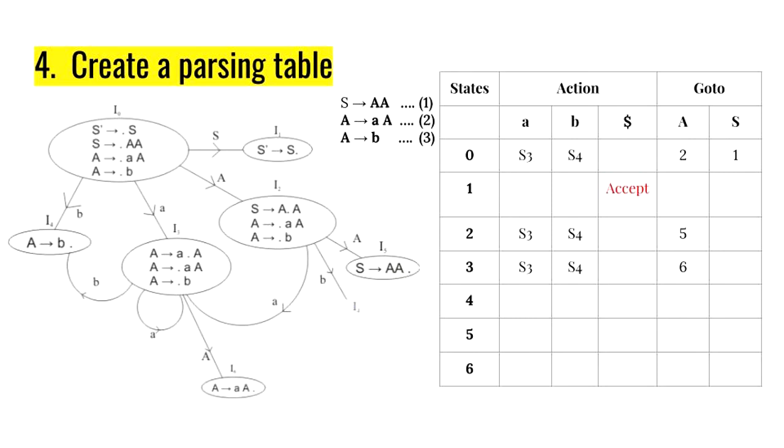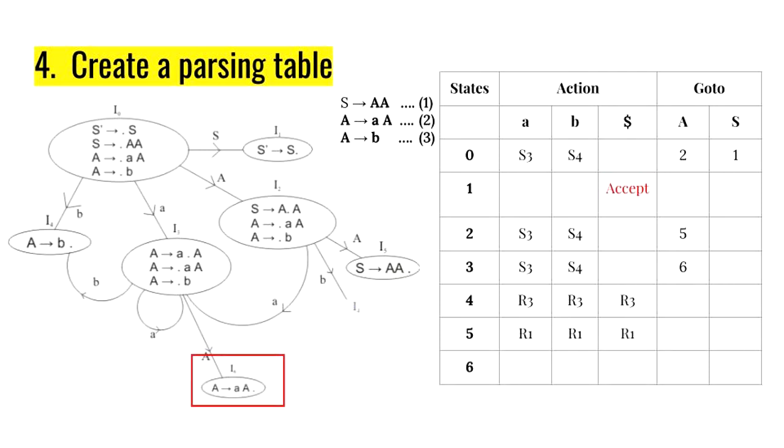That is S derives AA, number 1, A derives AA, number 2, and A derives B, number 3. So if you look at I4, A derives B is the third grammar. So we will write R3 in the entire row of state I4 except the go-to part of the table. Similarly, I5 is a final state which contains grammar number 1. So we are going to write a reduce move for it, that is R1, in the entire row except the go-to part. For I6, it is also a final state and it contains grammar number 2, that is A derives AA dot. Therefore, we will write the reduce move in the entire row of state I6, that is R2, except the go-to part.